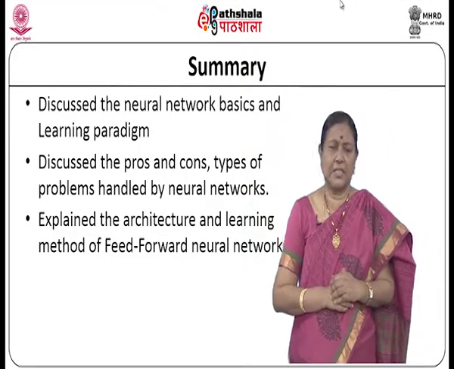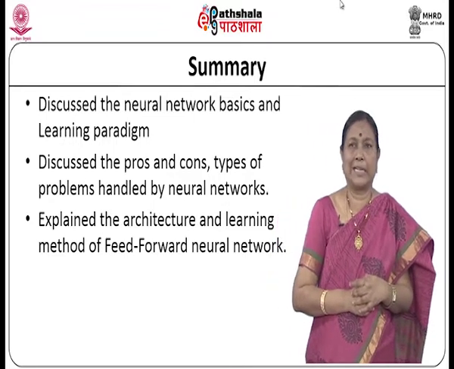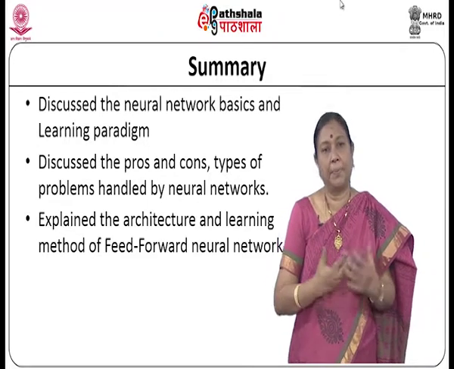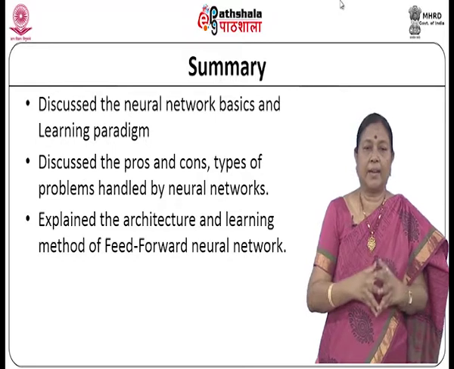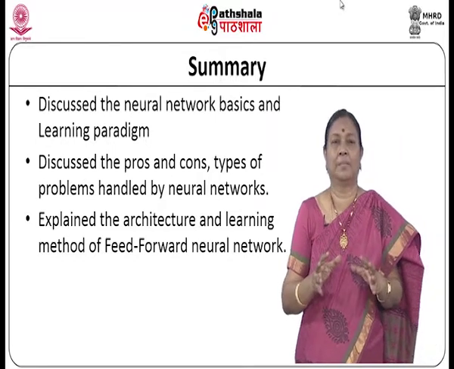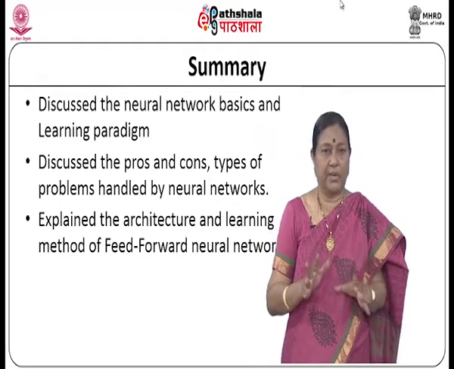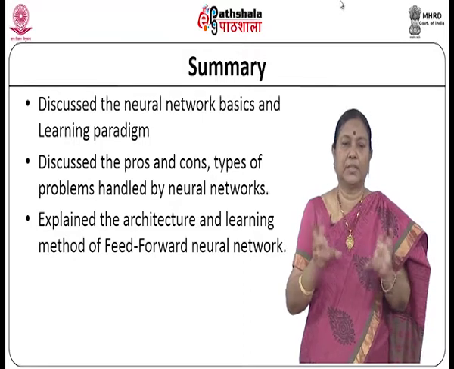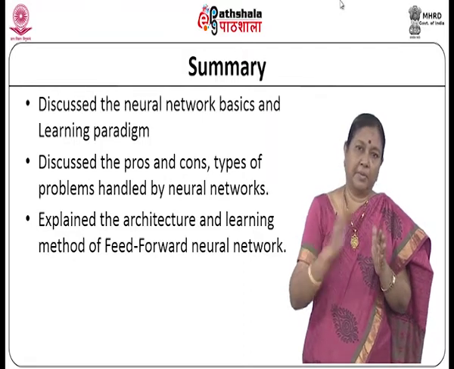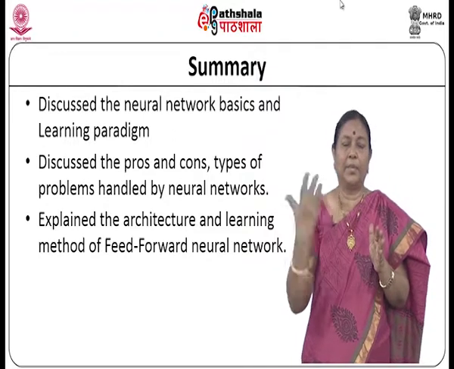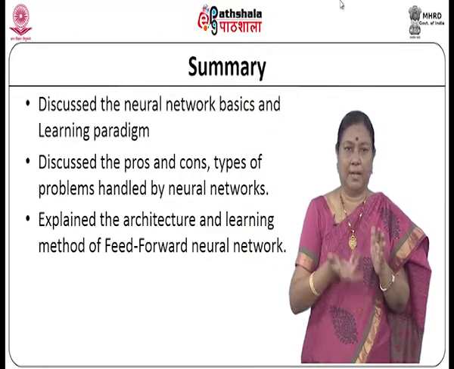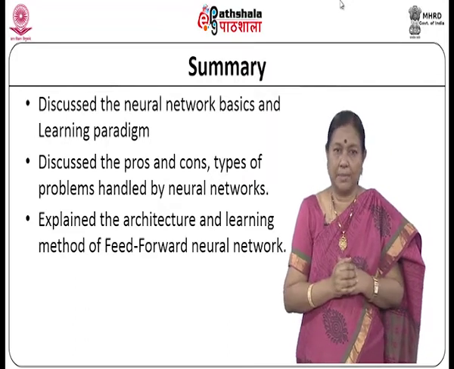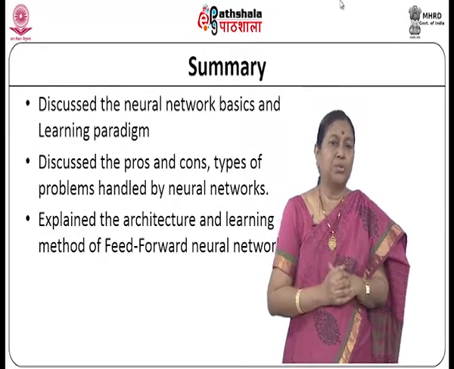So, what have we discussed in this particular module? We discussed the neural network basics and the learning paradigm, and then we discussed the pros and cons of neural networks and the types of problems that you typically handle using neural networks. We explained the architecture and learning of a very simple network, called the feed forward neural network, in which the signals go only in one direction. The major issue there was to find the w's such that the error is the least. The weights were found by calculating the error between the expected output and the output that we get using the neural network, and then you keep changing the values such that the error is minimized using a derivative of the error. The method used to do this was gradient descent.